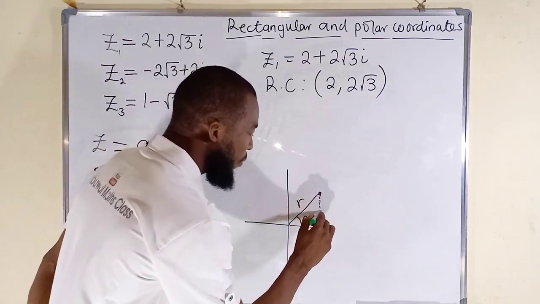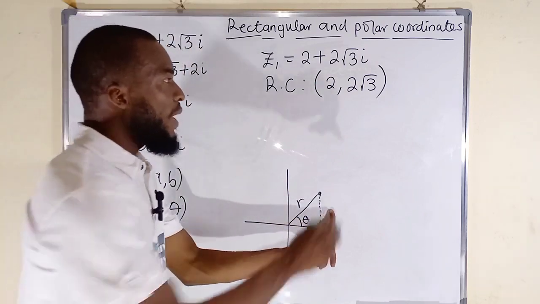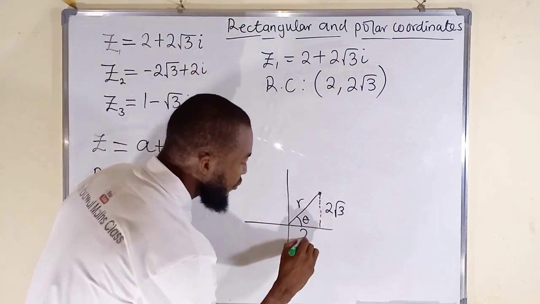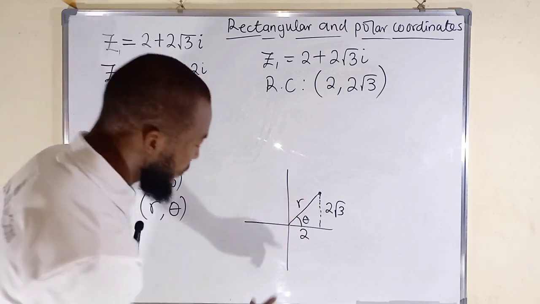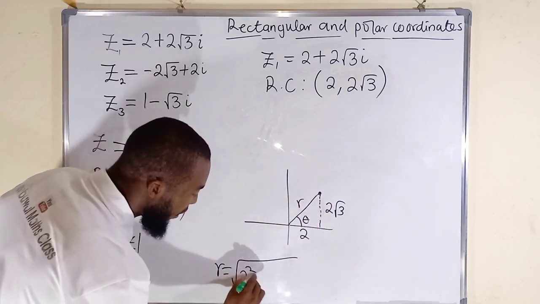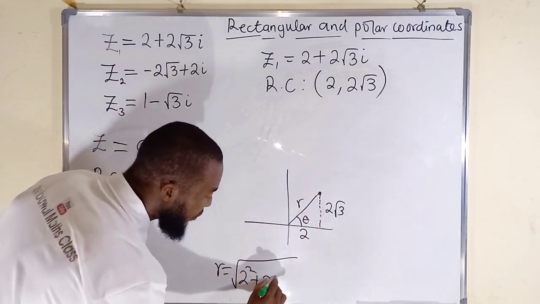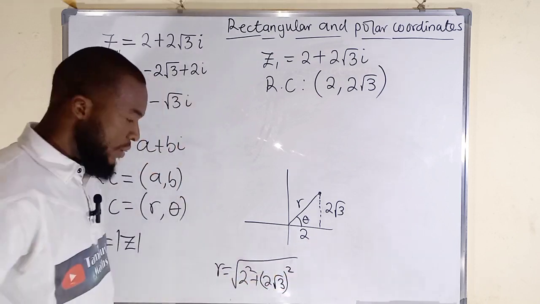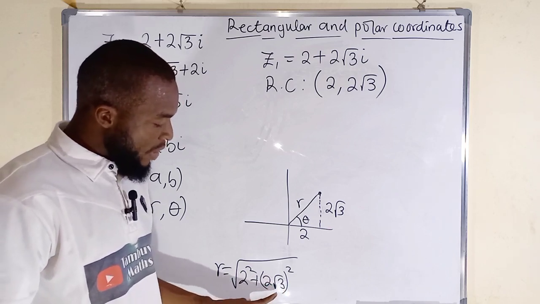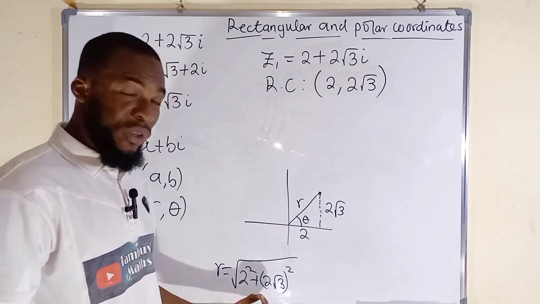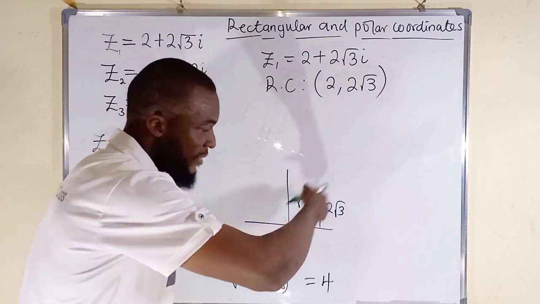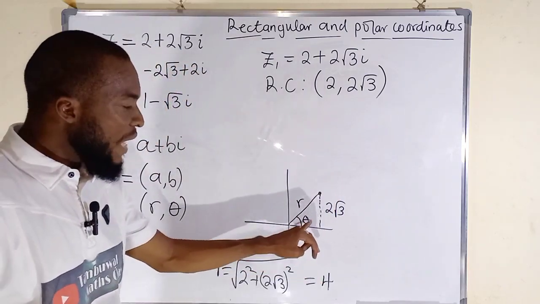So we need these two to obtain our polar coordinate. By applying the Pythagorean rule, the imaginary part, the distance there, is 2 root 3, and we have the real part, which is 2. To find r, it is equal to the square root of 2 squared plus 2 root 3 also squared. 2 squared is 4. 2 root 3 squared is 12, because this is 4 and this is 3. 4 times 3 is 12, plus 4 is 16. The square root of 16 is 4. We take only the positive value because we are talking about distance. So this is 4.